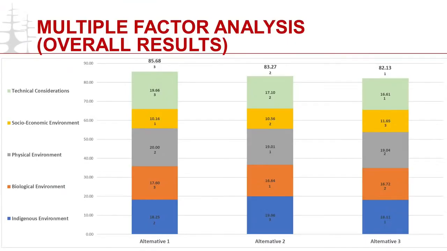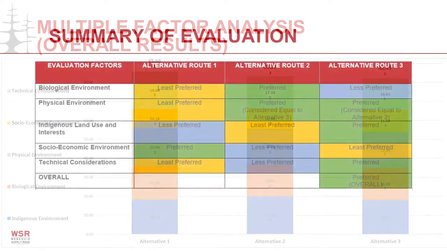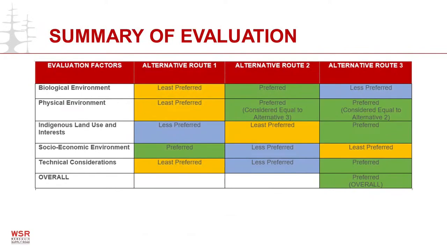If we can go back to that slide again for a sec, please. Thank you. So again, the lowest score indicates the least amount of impact. So when we look at the total score here, the number one ranked alternative is alternative three, based on this analysis. And then the next table shows the summary of evaluation.